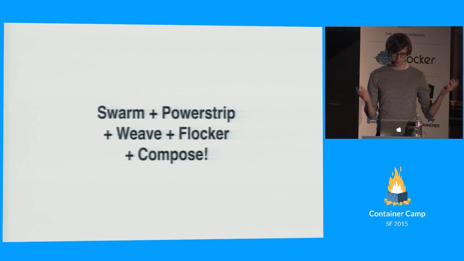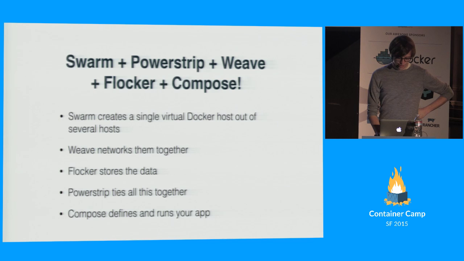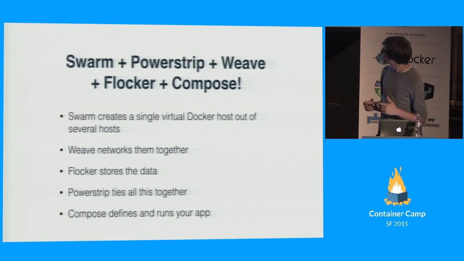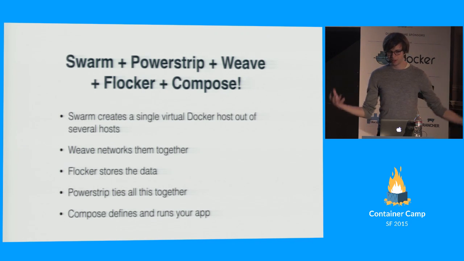And in this demo, which is on ClusterHQ's blog, it just works with the Docker client. But surprise, Compose is also just a Docker client. So this is kind of how this could work. Swarm creates a single virtual Docker host out of multiple hosts, so it just exposes a single Docker API endpoint. Weave then networks these hosts together. Flocker stores the data, so it's not tied to a single host. PowerStrip sort of ties this all together with some magic. And then, on top of all that, Compose defines and runs your app.